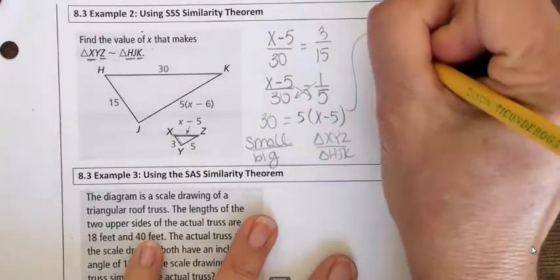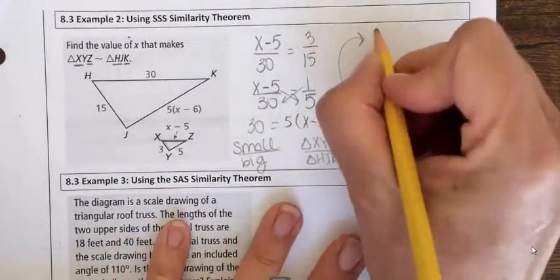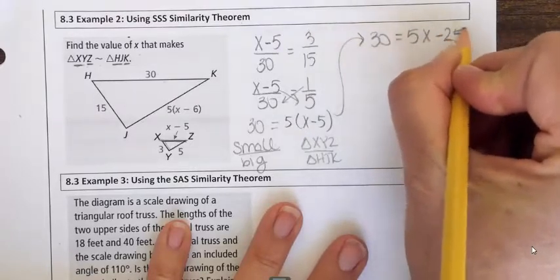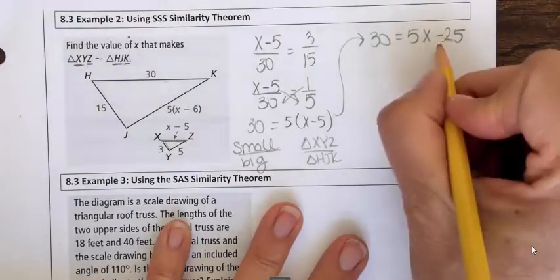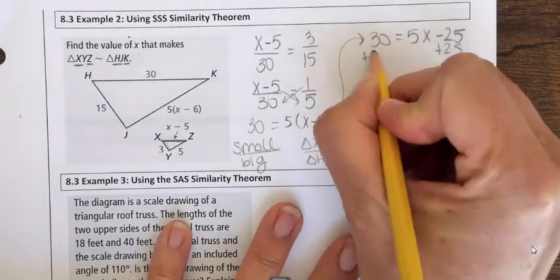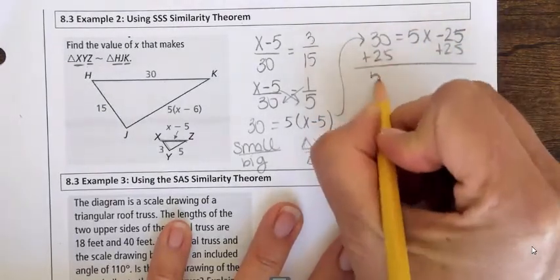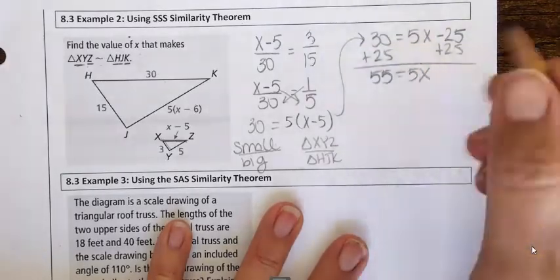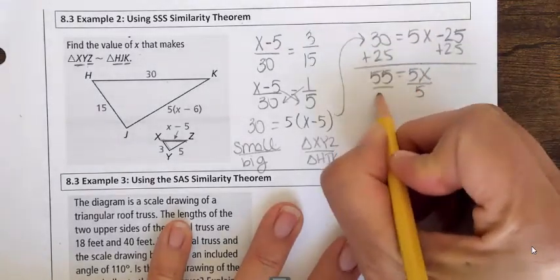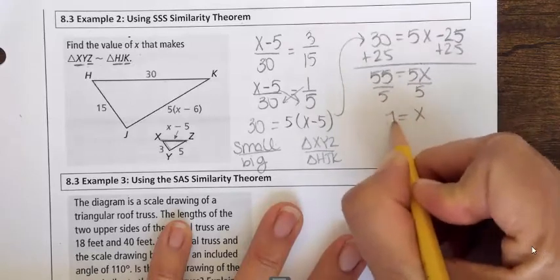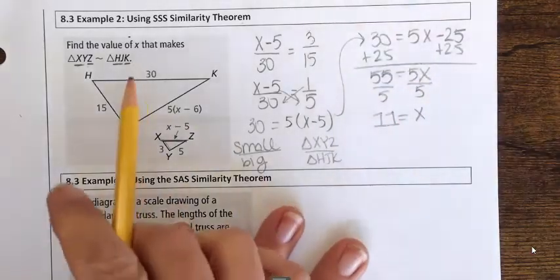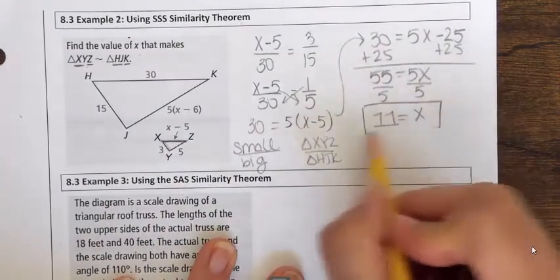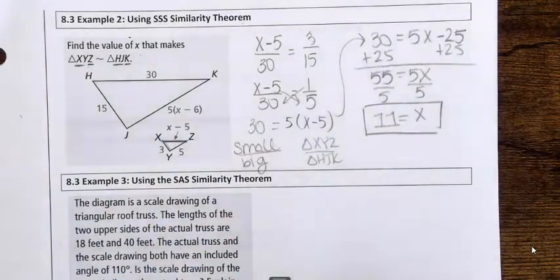Okay, so let me come over here and keep doing the algebra. So we'll have 30 equals 5x minus 25. We'll add 25 to both sides. So we're going to have 55 equals 5x. Divide both sides by 5. We get x equals 11. So find the value of x that makes this statement true. I have found it. No further explanation needed.